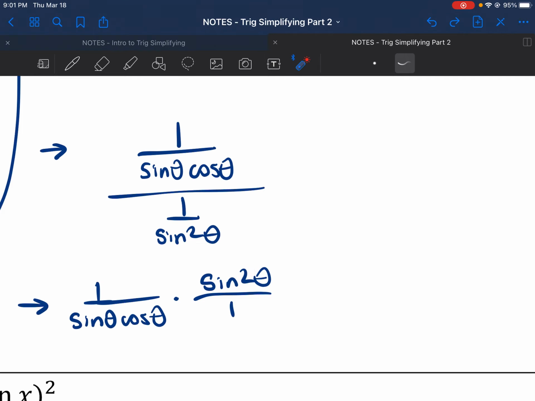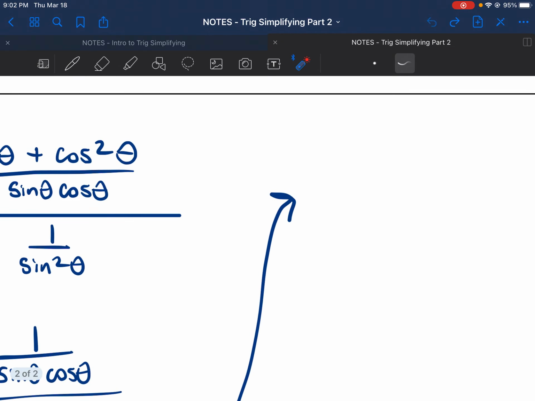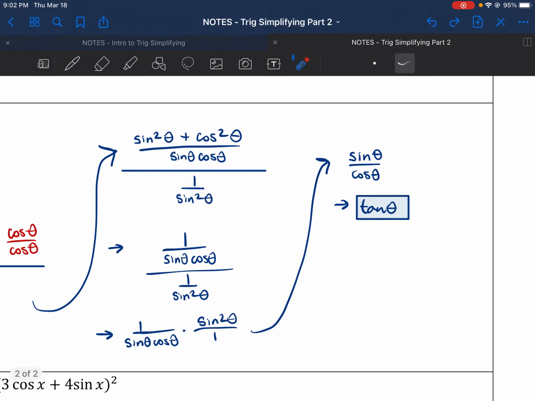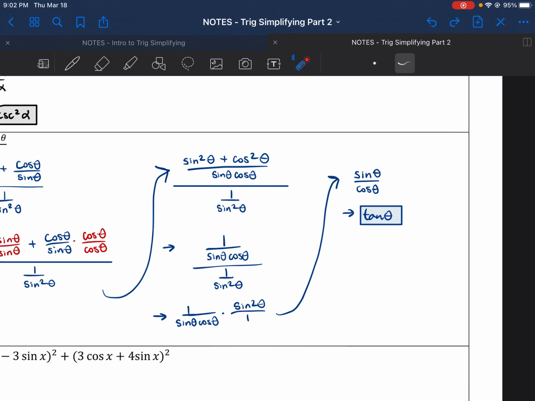But either way, sine squared theta is really sine times sine. And one of these sines is going to cancel with this sine right down here, meaning all I'm going to have left over is sine theta over cosine theta. And we all know that sine over cosine is tangent, which is our simplified version of this answer.